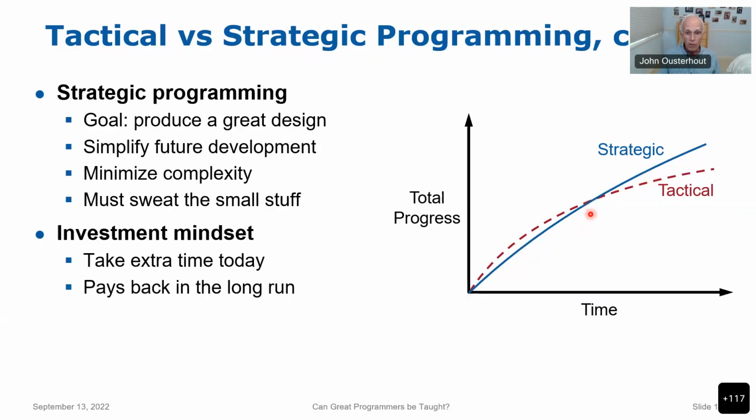And at some point, you reach a crossover point where it turns out you would have gotten the job done faster if you had just taken the strategic approach from the beginning. So the interesting question in this graph is, where is the crossover point? How long does it take before my good design pays off? If it's going to take 20 years, then it's probably not worth it.